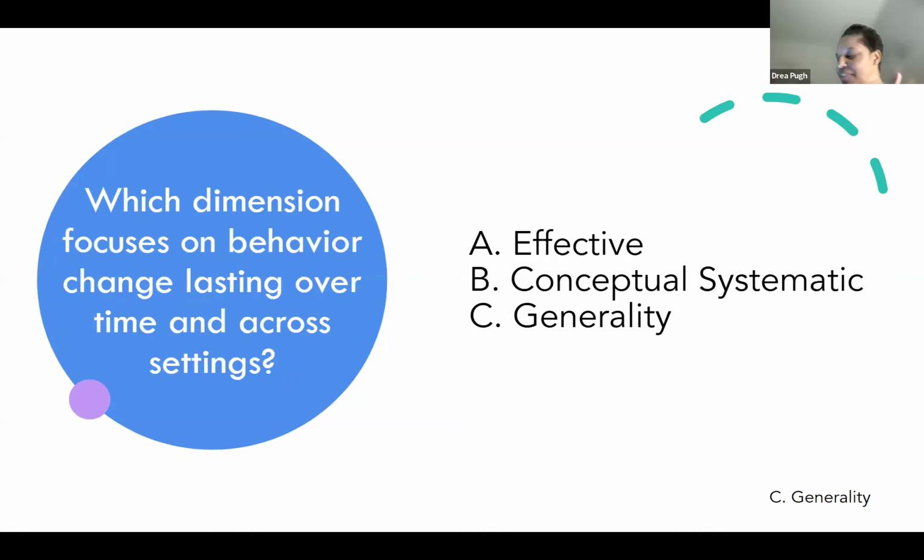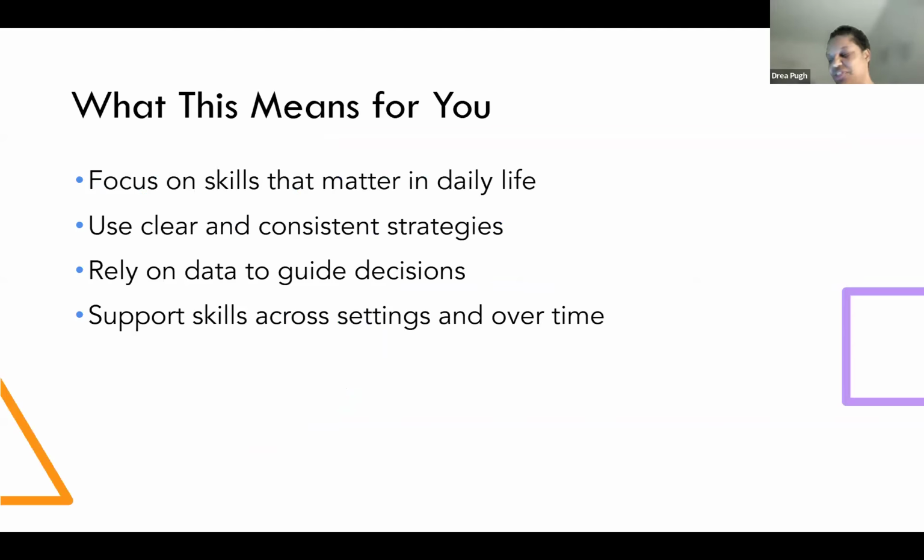Which dimension focuses on behavior change lasting over time and across settings? This one is after we've done the work and applied the skills, and the kid learned they could ask for help. So they said, if I ask this, they'll just do it, and I'm not upset. C. Perfect, you got that one. What this means for you: focus on skills that matter in daily life, use clear and consistent strategies, rely on data to guide decisions, and support skills across settings and over time.